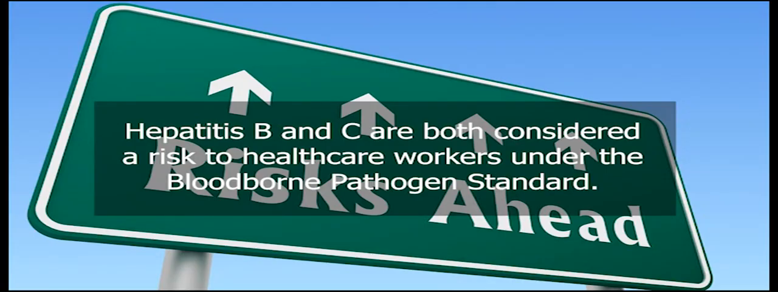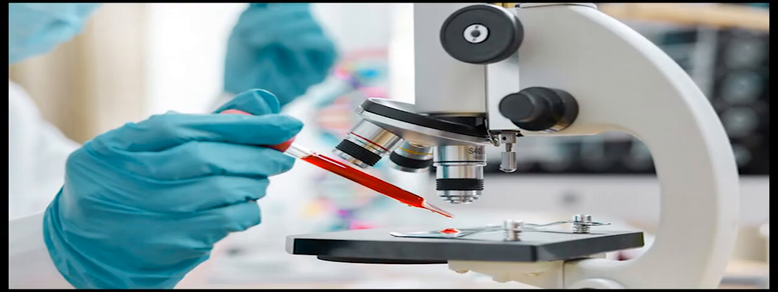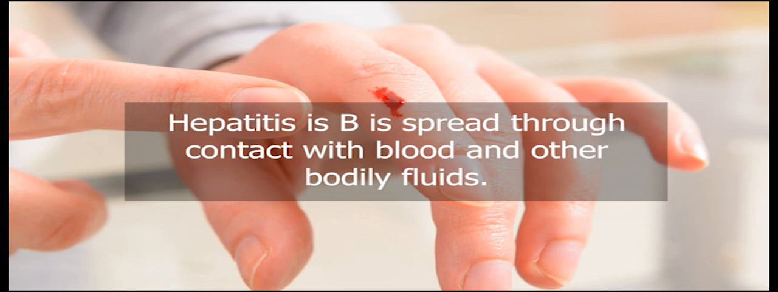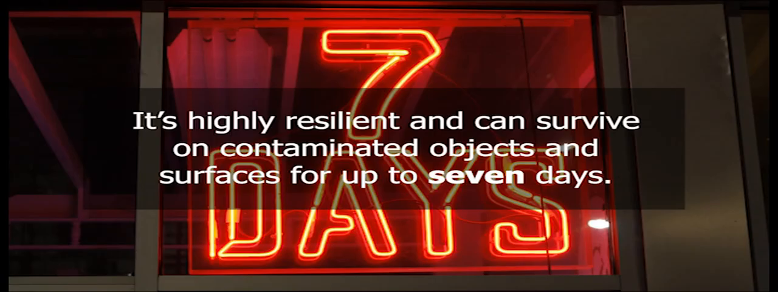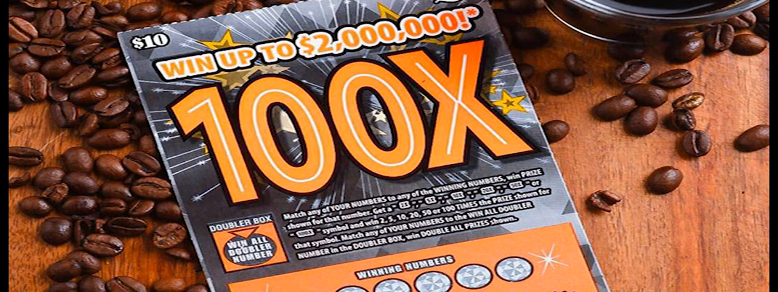On the other hand, hepatitis B and C are both considered a risk to healthcare workers under the Bloodborne Pathogen standard, so let's take a little closer look at them. Hepatitis B is spread by contact with blood or bodily fluids of an infected person, the same way as HIV. It's a resilient, highly contagious virus that can survive on a contaminated object and surfaces for 7 days. And according to the U.S. Department of Health, it's 100 times more infectious than HIV.